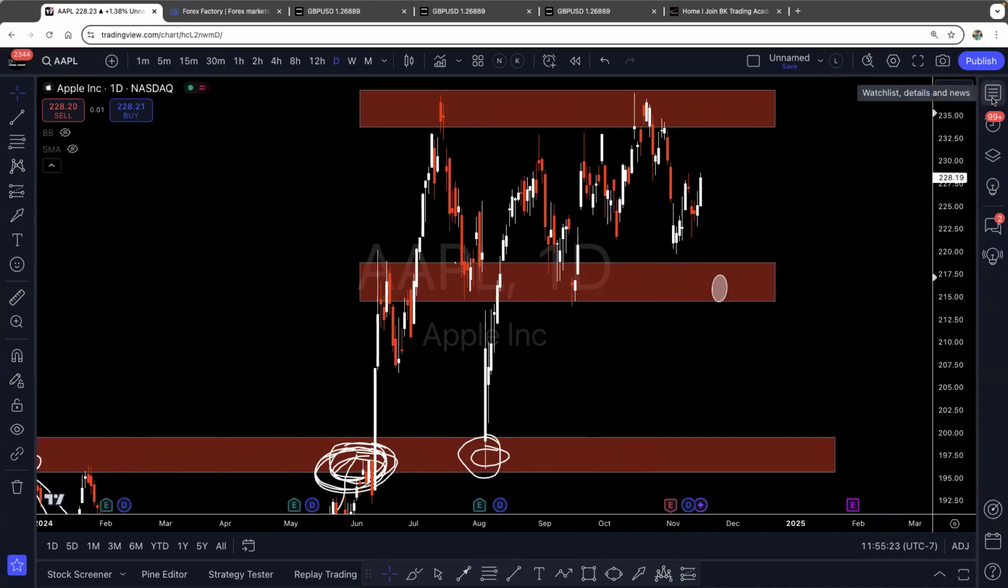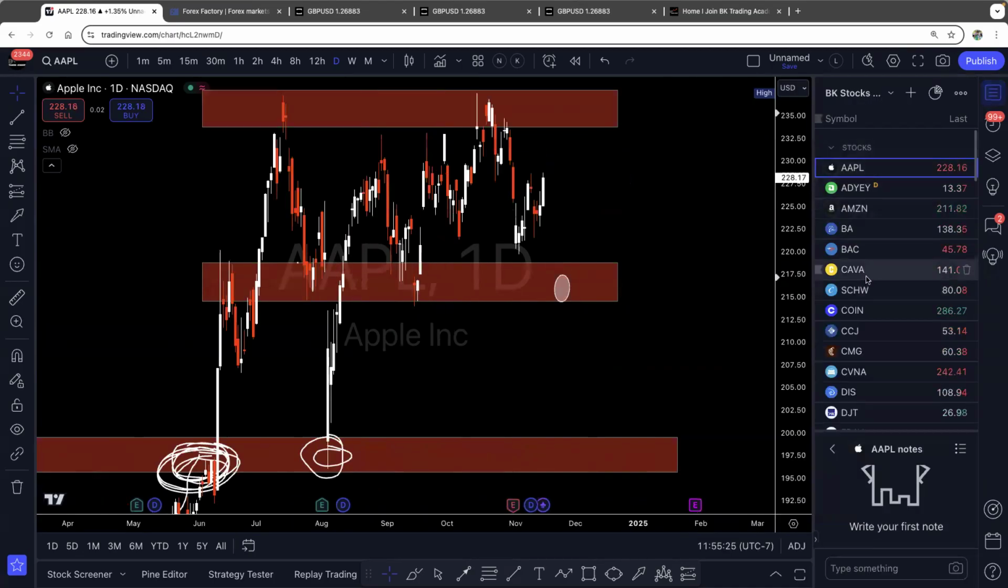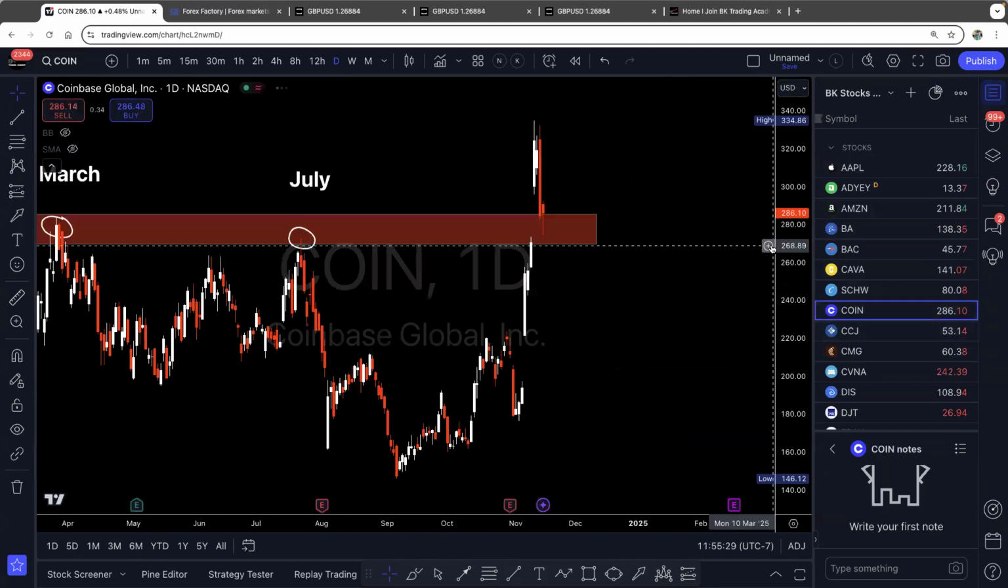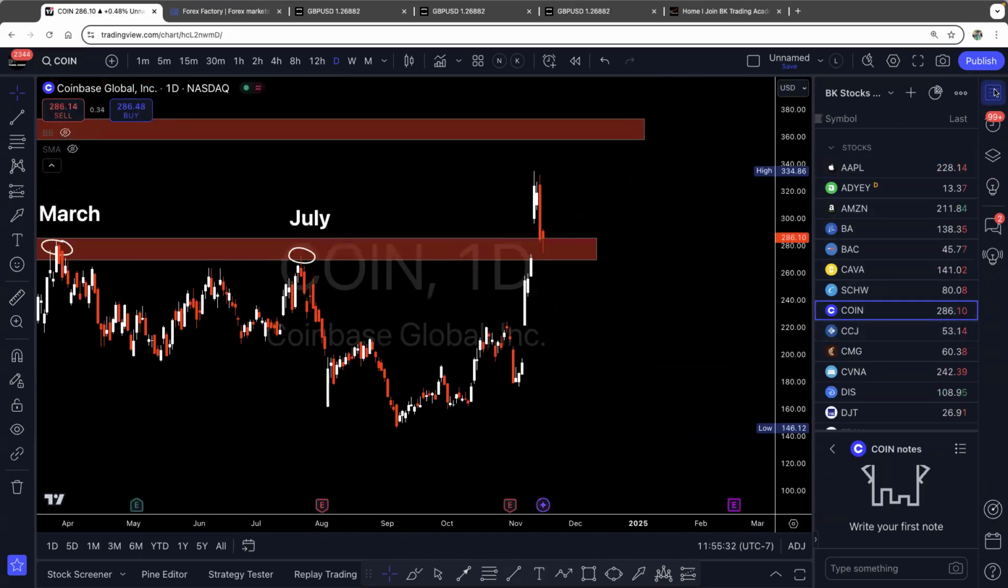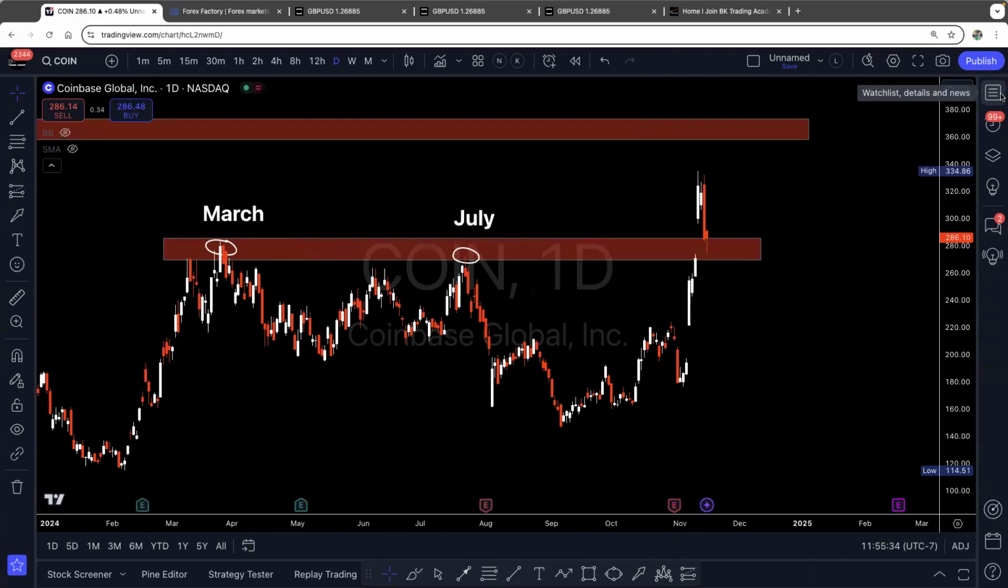Let's take a look at Coinbase. How many of you guys are familiar with Coinbase? Just drop a yes in the chat. As traders, most of you guys should be familiar with Coinbase. Who isn't familiar with Coinbase? I'll just wait for you guys to answer. Who's not familiar with Coinbase?